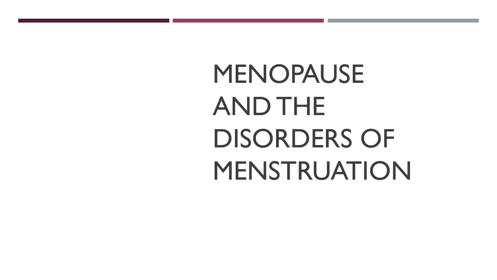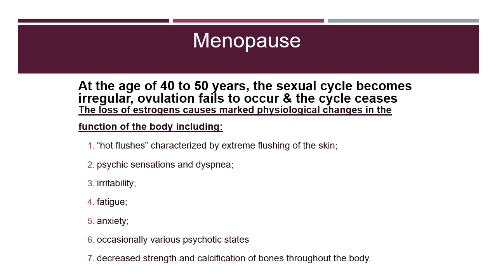Now let's talk about menopause and some of the disorders. When both ovarian and endometrial cycles cease and ovulation fails to occur, which we call an anovulatory cycle, then the menopause stage or period of female life will start, which occurs at about 40 to 50 years old. There will be loss of estrogen.